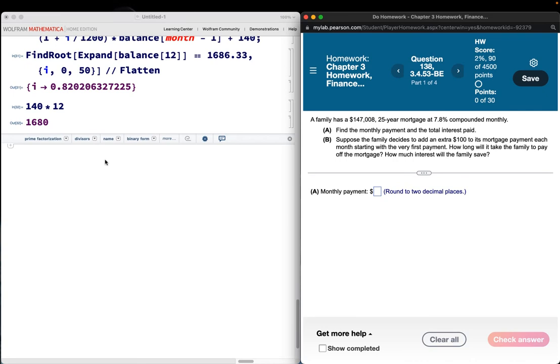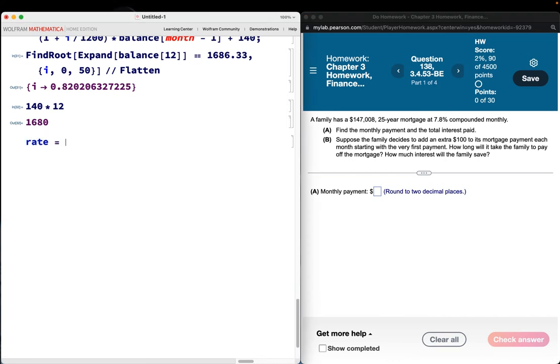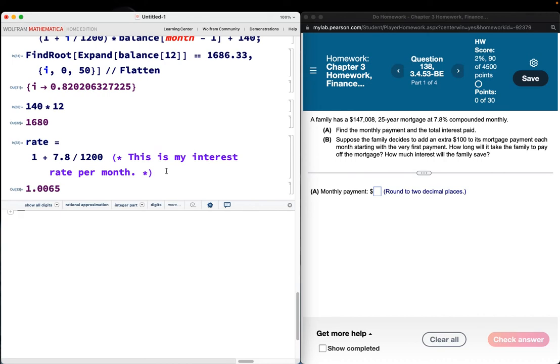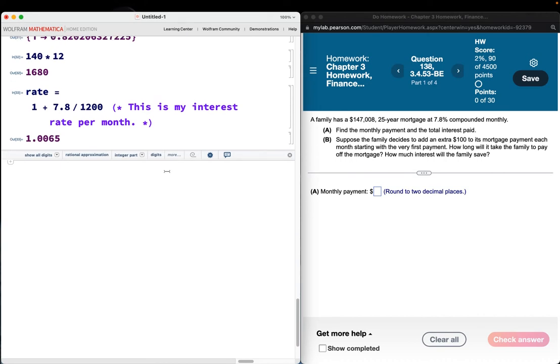So, 7.8% compounded monthly. Okay, 7.8 divided by 1,200, 1 plus. So this is my interest rate per month. Okay, 1.0065. All right.